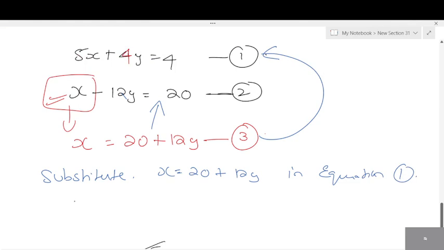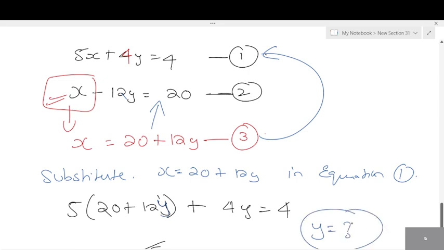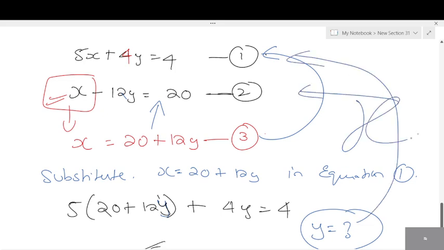Now tell me, what do you get? What should I write? All of you unmute and answer. 5 into 20 plus 12y is equal to... and you know how to solve this? Open the bracket and shift the values and solve. Right? Which variable's answer will you all get from this equation? Y. So y you will get an answer. Substitute this y in equation 1 or equation 2, you will get the value of x.